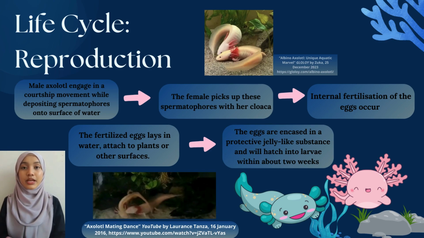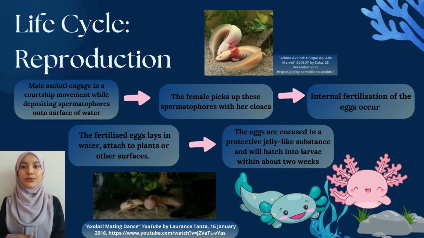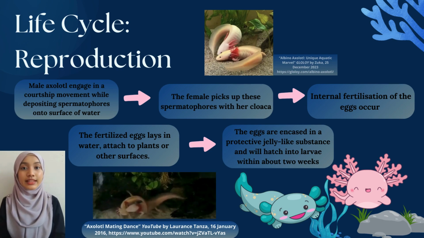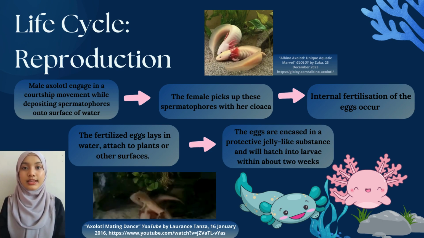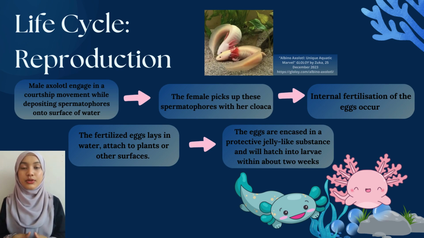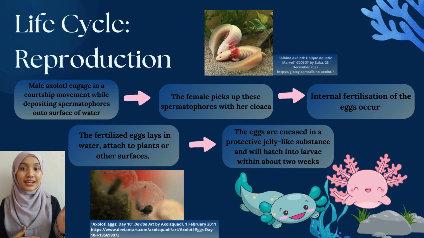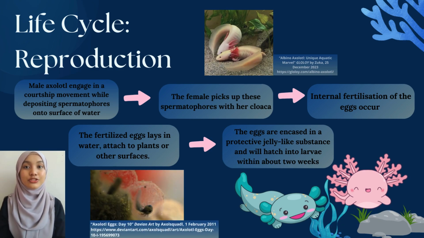The female then will pick up the spermatophores with her cloaca, which is a reproductive and excretory opening, resulting in internal fertilization of the eggs. She then will lay the fertilized eggs in water, attaching them to either plants or other surfaces. The eggs are encased in a protective jelly-like substance, as you can see in the slide, and will develop and hatch into larvae within 2 weeks.